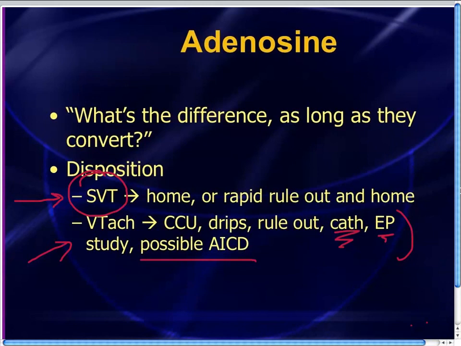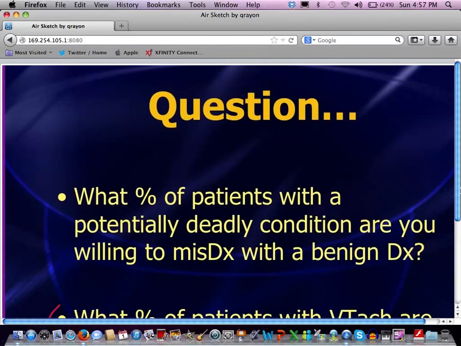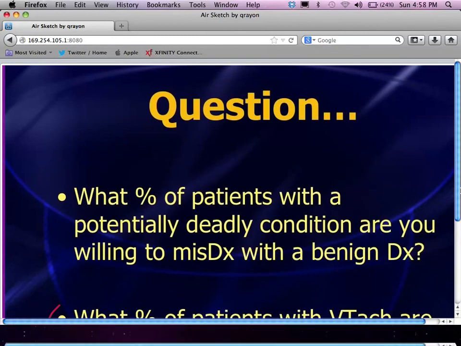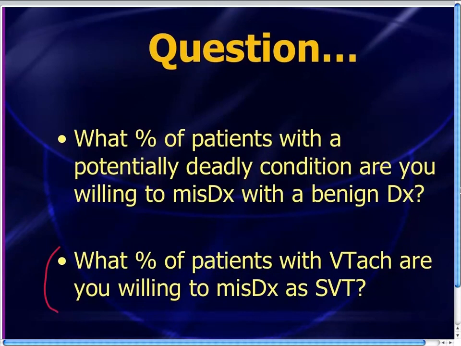Now, back at ACEP this past year, there was a cardiology panel and a group of physicians that got together, and they talked about this concept, and they kind of downplayed the whole concept of adenosine-sensitive VTAC. They said, I'm not going to worry about it. Only 5, maybe 10% of patients have adenosine-sensitive VTAC. And so why bother worrying about it? Well, once again, let me ask you this. What percentage of patients with the deadly condition are you willing to misdiagnose? I don't think you should be willing to misdiagnose 5 or 10% of your patients.